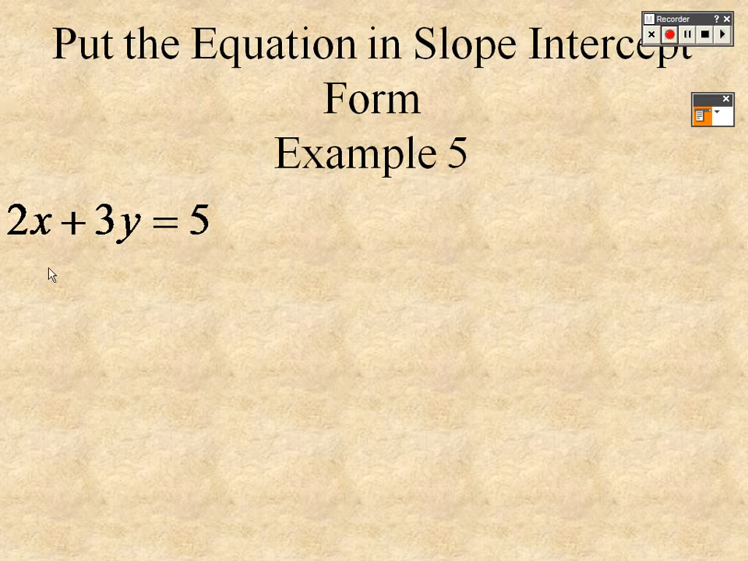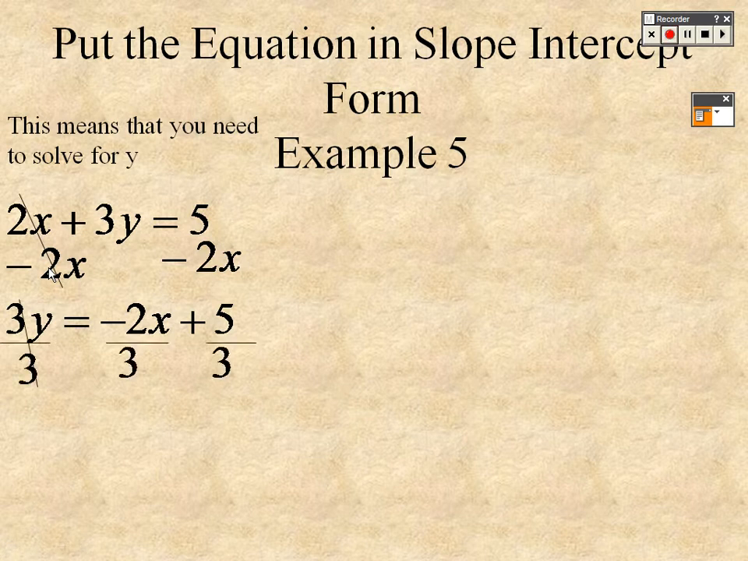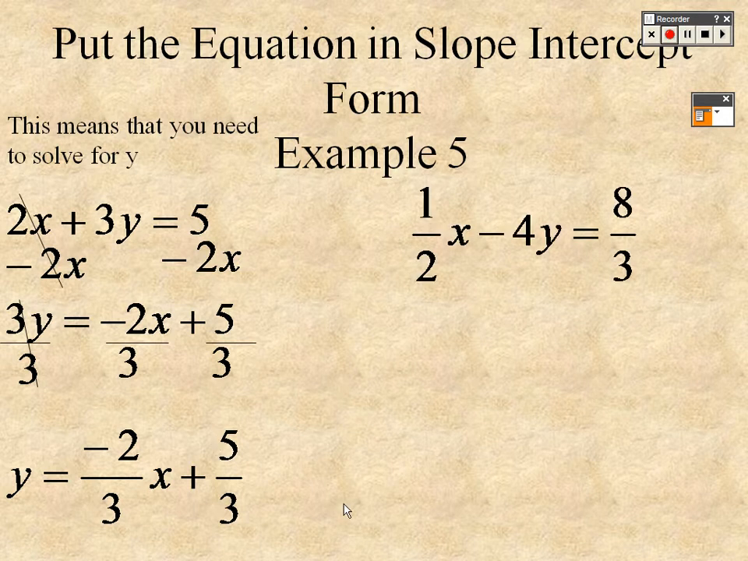So I'm going to subtract 2x from both sides. So I get 3y equals negative 2x plus 5. Divide both sides by 3. And we end up with y equals negative 2/3 x plus 5/3. And there is your equation in slope-intercept form.